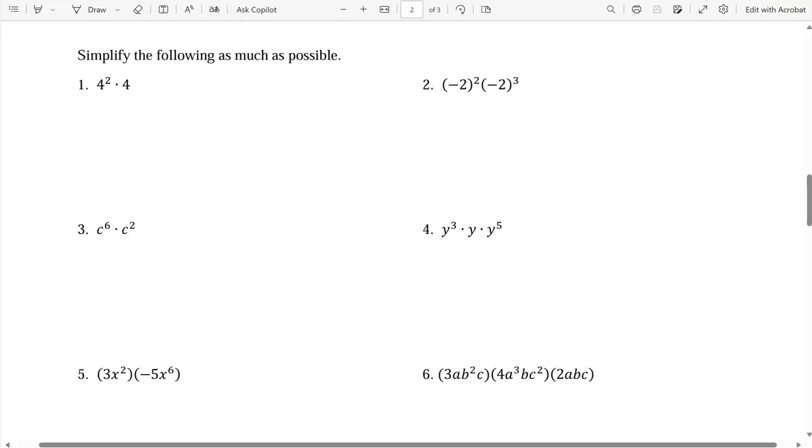Now that we've seen in general what the exponent rules are, our next step is to start applying them. So, example 1. Notice I have the same base of 4. The first has an exponent of 2, the second one has an exponent of 1, but notice that they do have the same base. That means I can write the base one time and add the exponents.